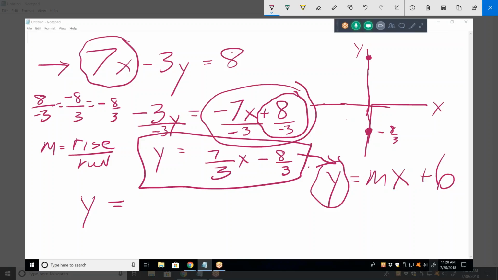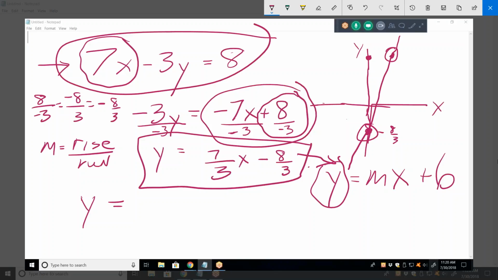Right, exactly. So now I'm connecting that dot with that dot, and there's my straight line. That is the graph of that equation, which is the same as this.